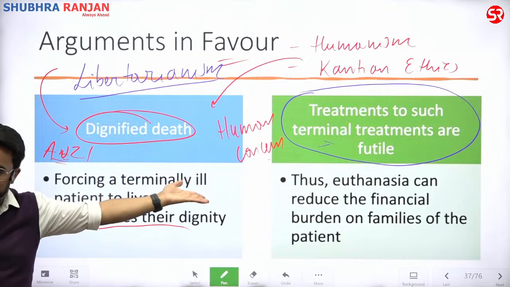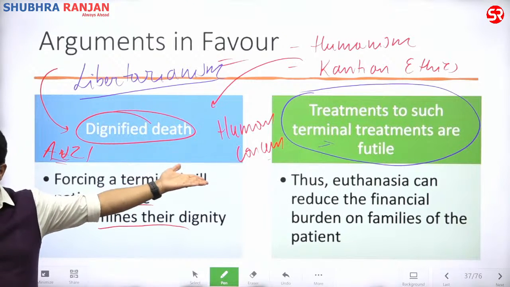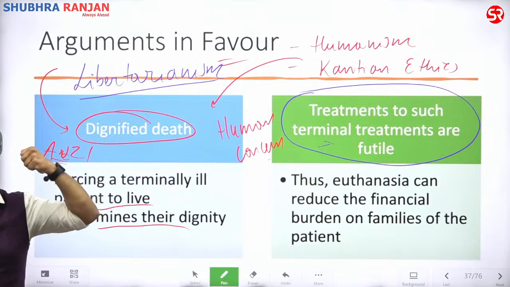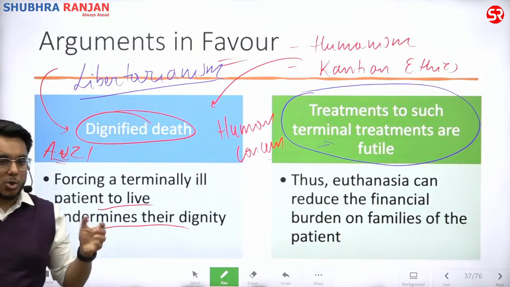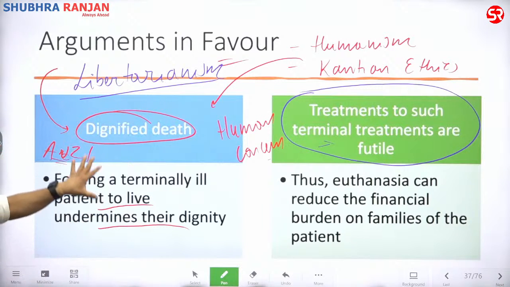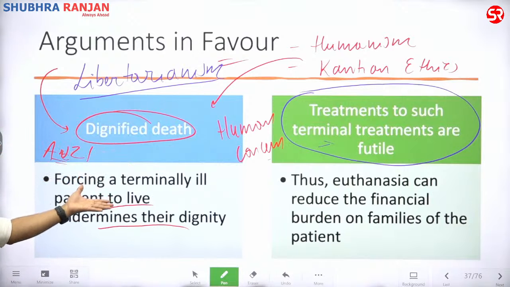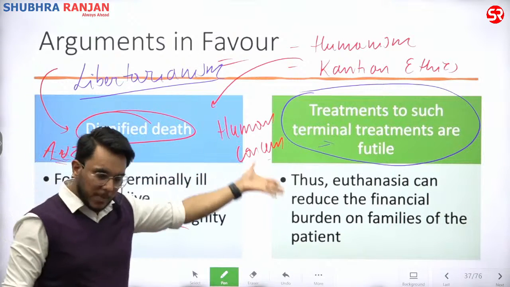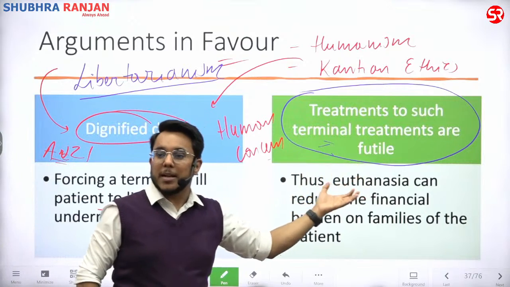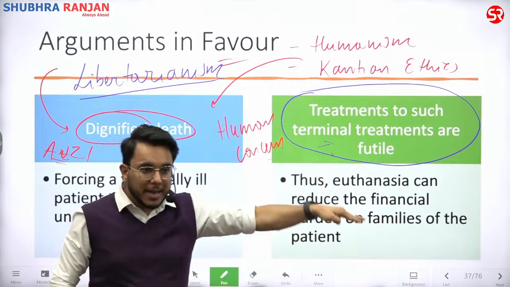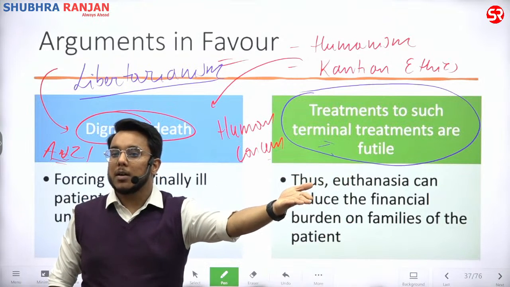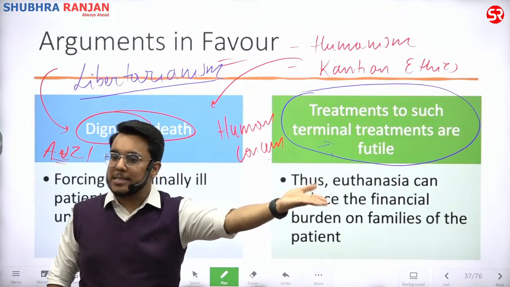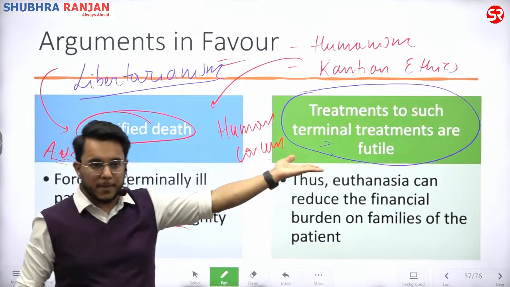Who knows, this person might also have survived. This person could have survived, so that is unethical. Then you have taken the life of that person by euthanasia. That is the counter. Are you able to understand it or not? So in favor of euthanasia, it should be given because it ensures a dignified death. Secondly, it should be given because sometimes the treatment is futile. But the counter to this is that often people have come back even from diseases which were said to be terminal, for example, in the case of Stephen Hawking.